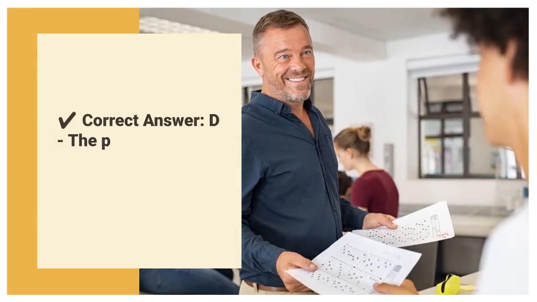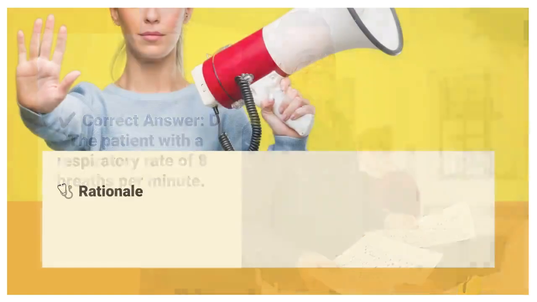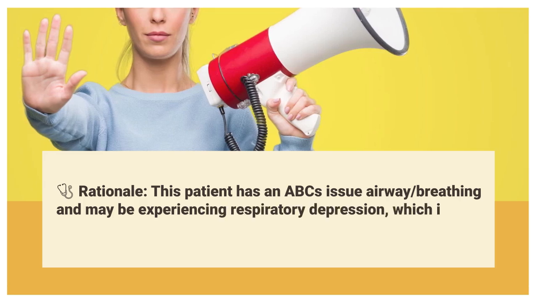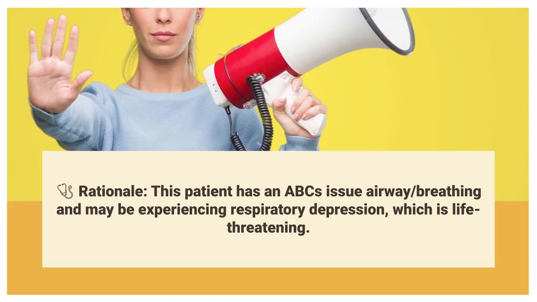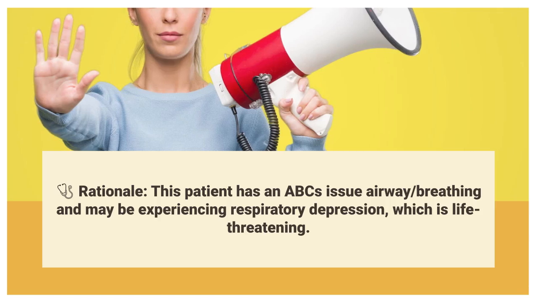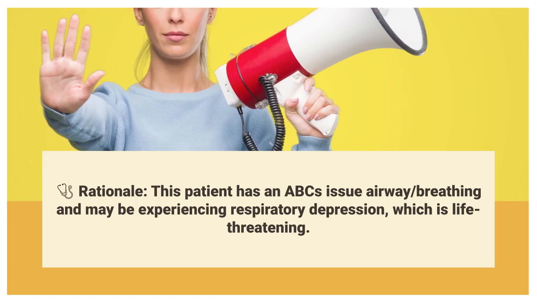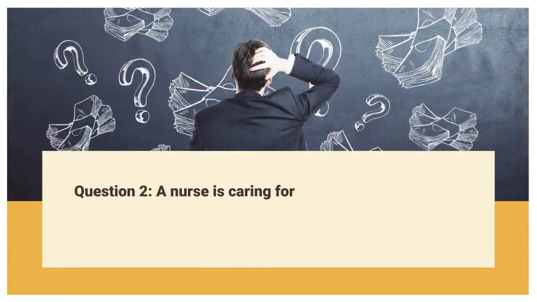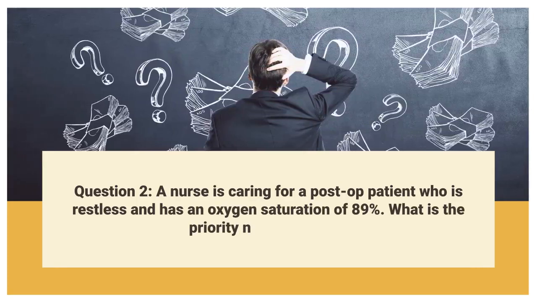The correct answer, D, the patient with a respiratory rate of 8 breaths per minute. The rationale: this patient has an ABCs issue, so airway, breathing, circulation, and they may be experiencing respiratory depression, which is life-threatening. So you want to think in terms of what is going to kill this patient the fastest. And generally speaking, the person who would die the fastest in this question would be the person with the breathing problem.